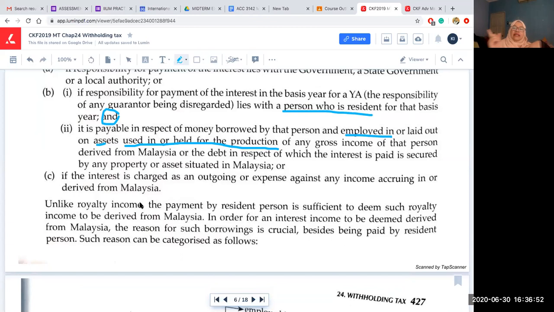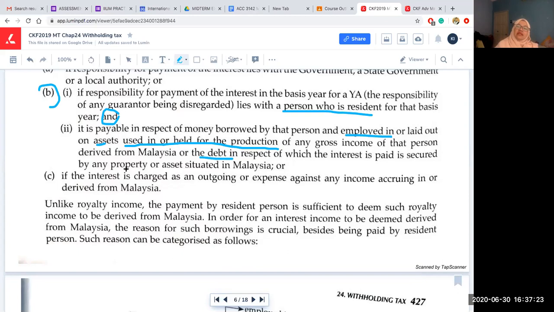So for this part B, there are two conditions, right? Not only must you be a resident, but the money borrowed must be used in the business in Malaysia or used to purchase an asset used in the production of income, or the debt, the money that you borrowed, is secured against any property or asset in Malaysia. So you have to fulfill any of these. Then only is the interest deemed derived in Malaysia.